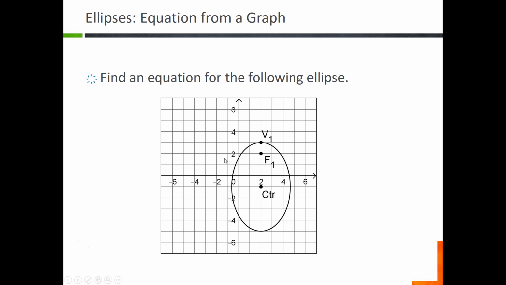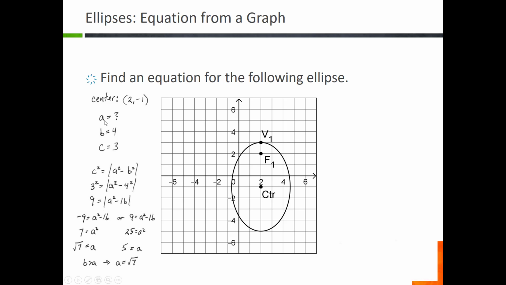In this example, we're given the graph. From the graph, we should be able to figure out that the center is at (2, -1). The A value is kind of hard to read off the graph because it doesn't hit a nice endpoint here. Again, that's the horizontal distance. But the B value we can pick up pretty quick. The B value is from the center, 1, 2, 3, 4 units high. And the C value is the distance to the foci, which is 1, 2, 3 units high. Again, the foci are in the same direction as the length of the ellipse.